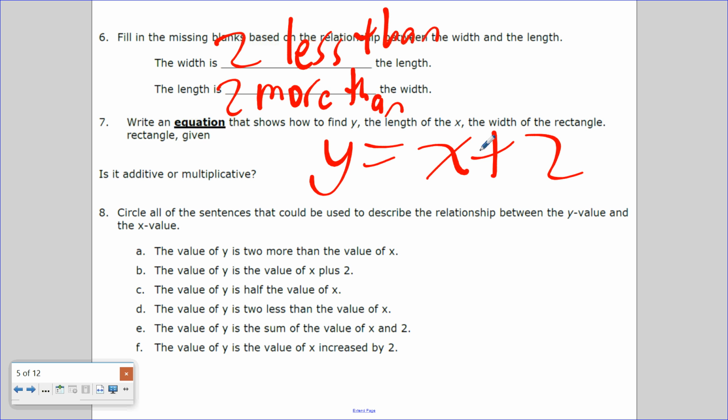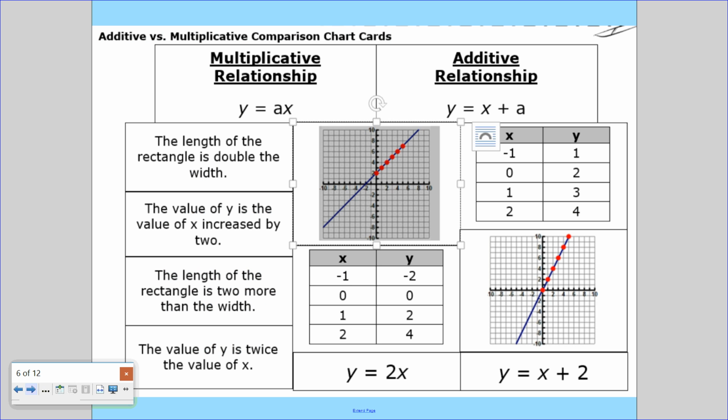The value of y is 2 more than x. It is. The value of y is plus 2. The value of y is half. Nope. Is it 2 less? Less means subtract? No. Sum means add. Yep. And increase. Increase means add. So that is how to do additive and multiplicative.